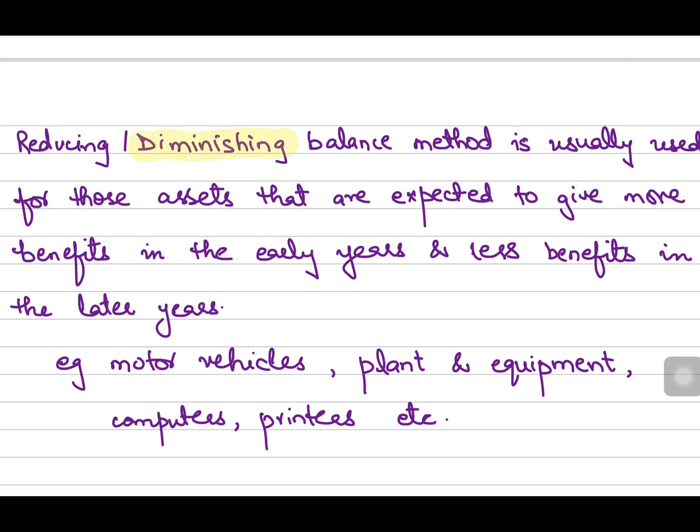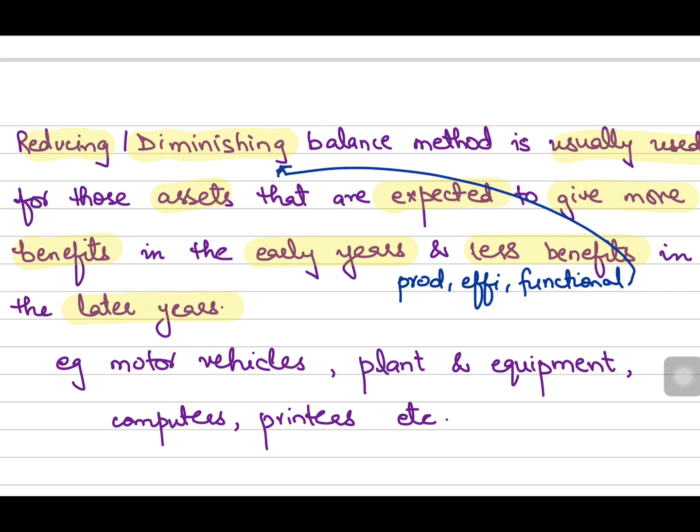assets. So, the reducing or diminishing balance method is usually used on those assets that are expected to give more benefits in the early years and less benefits in the later years. So, if there are certain assets that are likely to give more benefits in the initial years of their useful life, let us say that they are more productive, more efficient, or more functional in the initial years of their useful life, then of course we should use the reducing balance method of depreciation, because it provides more depreciation in the initial years and less depreciation in the later years.